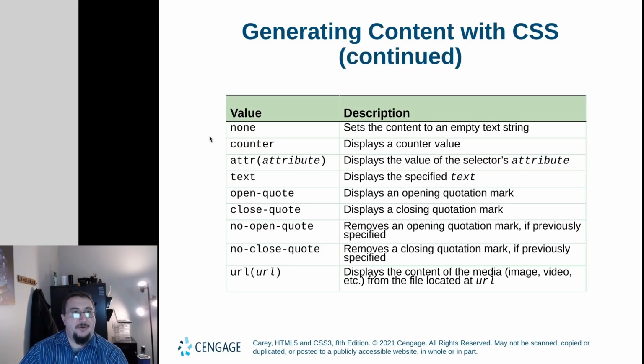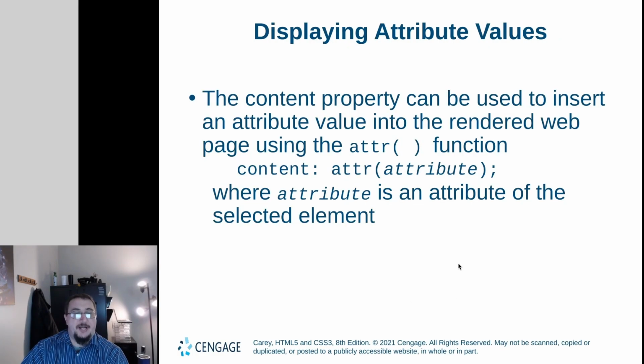For example, here we have none, counter, attr attribute, text, open and close quotes, removing quotes if needed, as well as the URL where we saw with the image, media, video, etc. You saw that we had that for our pseudo element for the bullet points. For attribute values, use the content, attr, open parentheses, attribute, close parenthesis, semicolon. The attribute is that of whatever your selected element is.